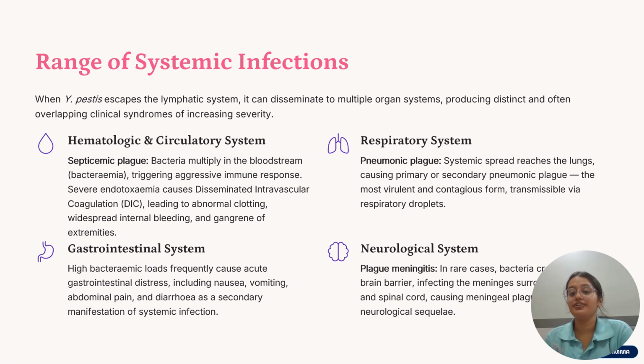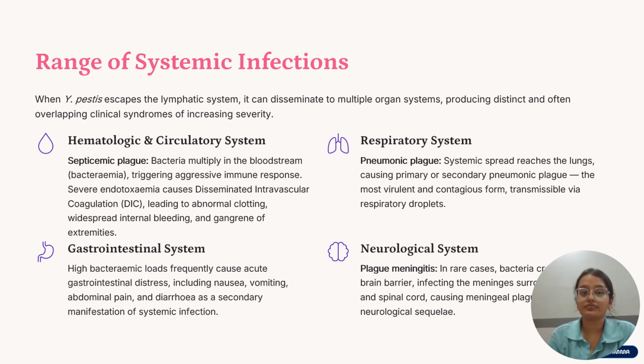Respiratory system, pneumonic plague: systemic spread reaches the lungs, causing primary and secondary pneumonic plague. It is the most virulent and contagious form, transmitted through aerosol and other respiratory droplets. Neurological system, plague meningitis: in rare cases, bacteria cross the blood-brain barrier, infecting the meninges surrounding the brain and spinal cord, causing meningeal plague and severe neurological complications.